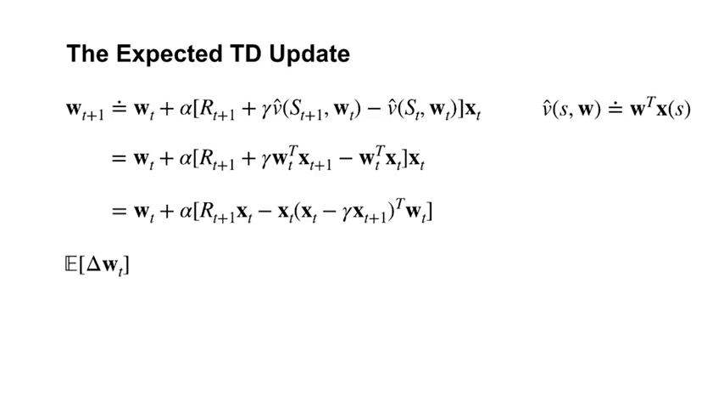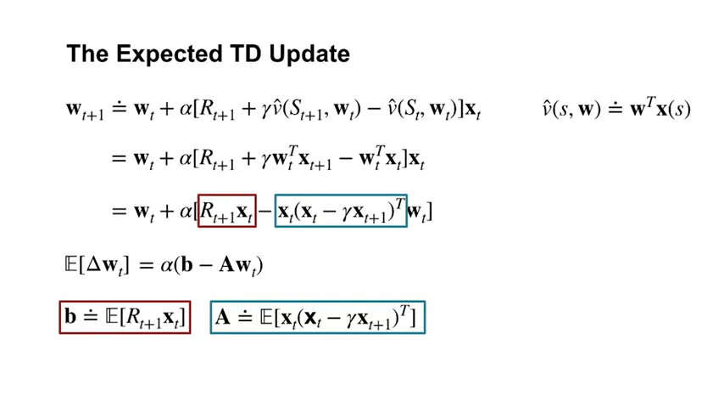Now let's think about what this update looks like in expectation. Understanding the expected update is key for proving convergence. The TD update can be rewritten as the expected update plus a noise term, and so is largely dominated by the behavior of the expected update. The expected update characterizes the expected change in the weight from one time step to the next. The expected TD update can be written as a vector b minus a matrix A times the current weights. The matrix A is defined in terms of an expectation over the features, while the vector b is defined in terms of the features and the reward.